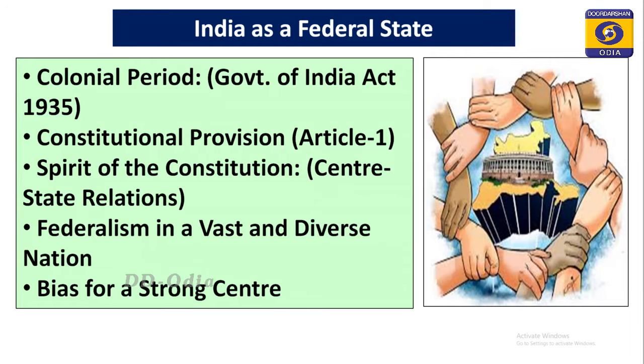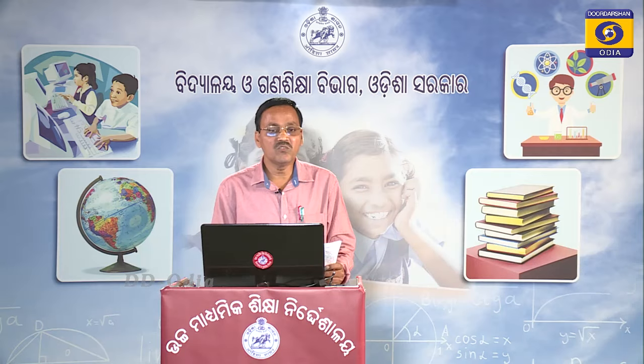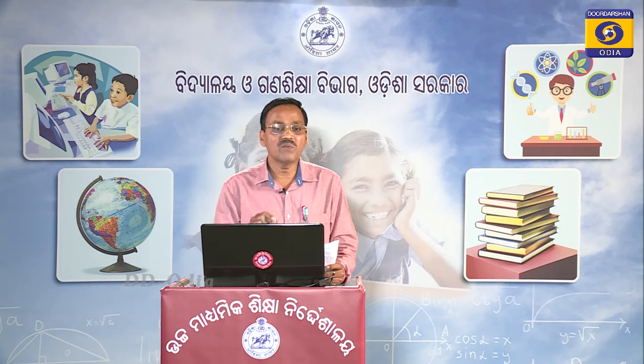But if we look at the present constitution, the Government of India Amendment, Article number 1 of the Indian constitution prescribes that India, that is Bharat, shall be a union of states. Nowhere in the constitution of India will you find the very word federation. India, that is Bharat, shall be a union of states. That does not mean that India is a unitary state.